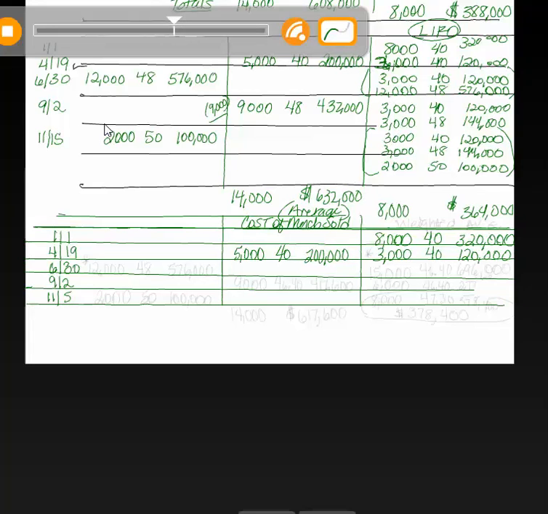On the 30th of June, you purchased 12,000 units at $48 each for a cost of $576,000. Now we've got to recalculate the average cost per unit. So the first step is you're going to add this 3,000 here with this 12,000 here to come up with your new total number of units. So 12,000 plus 3,000 is 15,000. The next step is you're going to total the cost. So you're going to add $120,000 plus $576,000, which is going to give you $696,000.